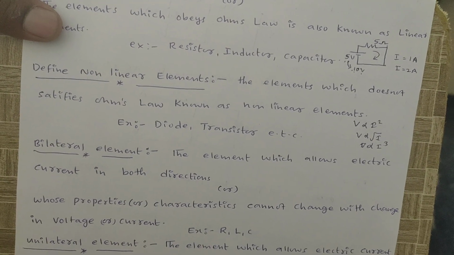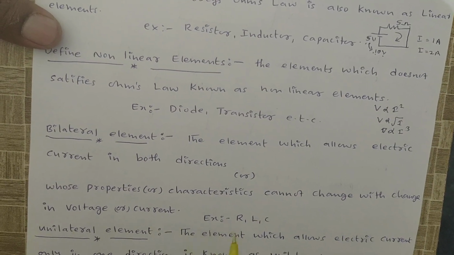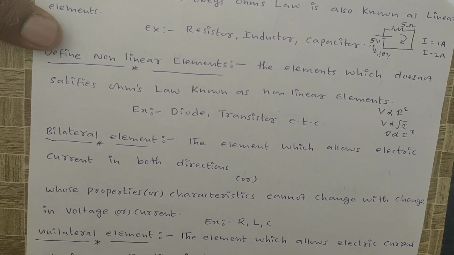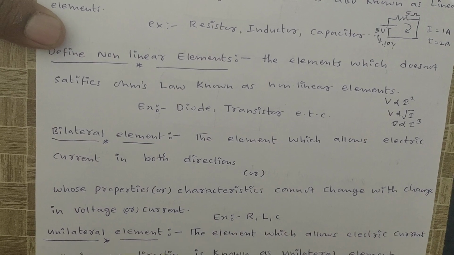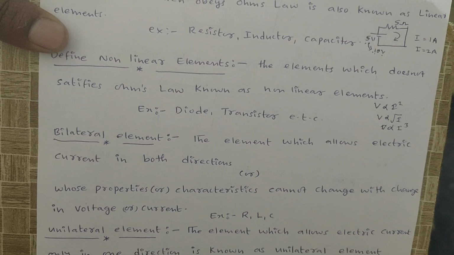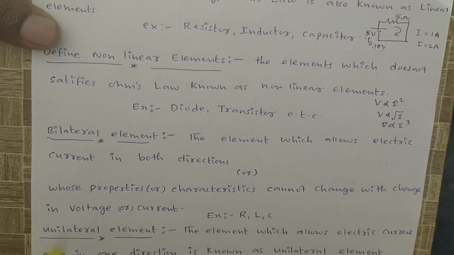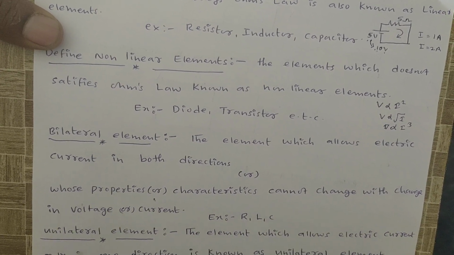Okay, next, bilateral element. In every statement we are using in any linear bilateral element or bilateral network, right? What is a bilateral element? As the name itself says, bi, the element which allows electric current in both the directions is nothing but a bilateral element, or whose properties or characteristics cannot change with change in voltage or current.